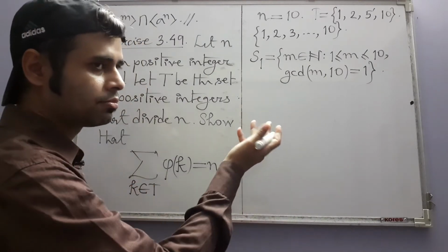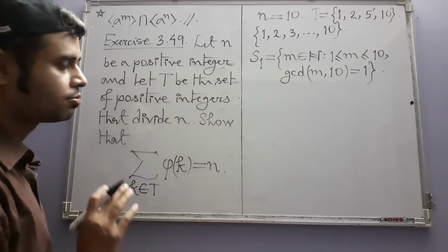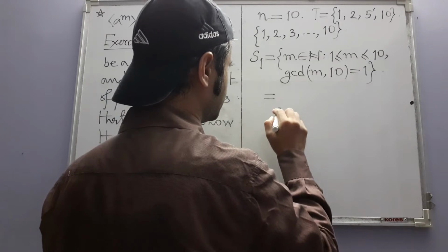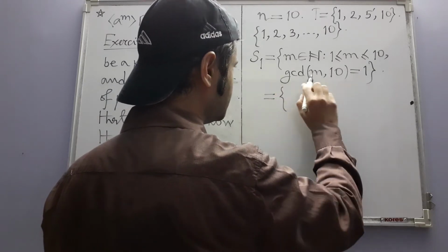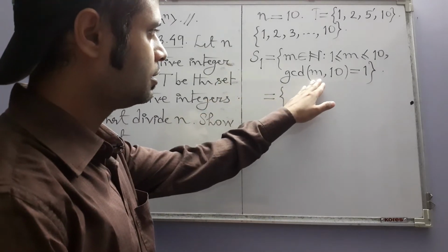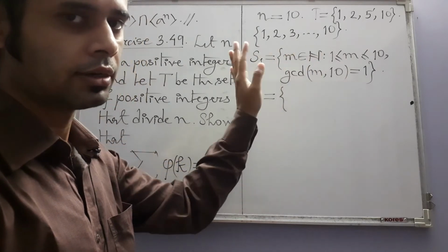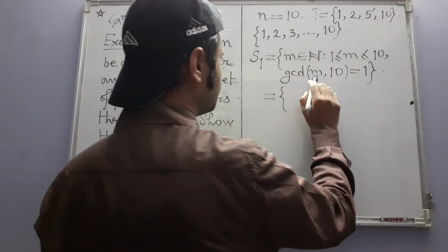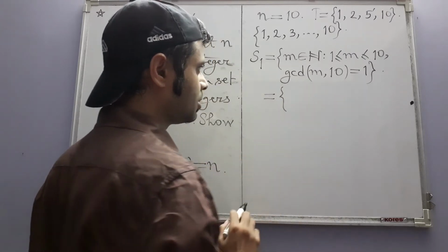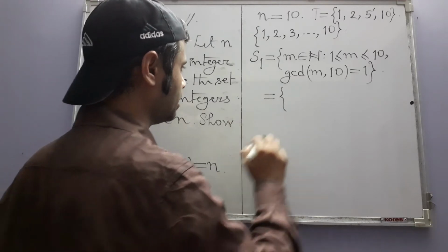Now you can perhaps understand what the other sets are going to be, but before we go to the other sets, let us just see what the elements in this set are. So here we are trying to look at, and where is this m coming from? M of course is coming from the set of first 10 positive integers. So we are looking for those integers that are less than or equal to 10 and relatively prime to 10, because the GCD should be 1.